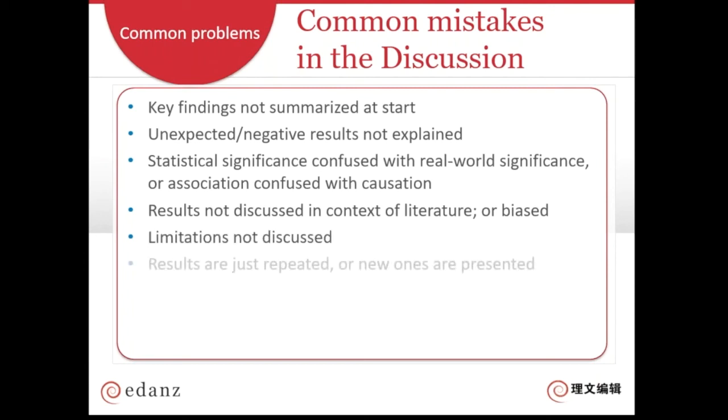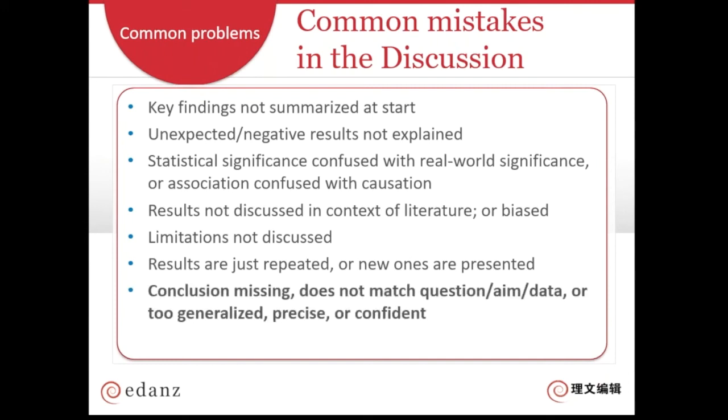The author needs to discuss limitations, but not just repeat results from the results section and not introduce new ones suddenly. Sometimes there's no conclusion at the end, or the wording of the conclusion doesn't match the question wording or the actual aim, or isn't supported by the data. So many people overstretch their conclusions. They're too generalized, or they're too precise, or too confident. And it's always best to include implications in papers. So look for implications for use, for professional practice, for policy, and for future research.